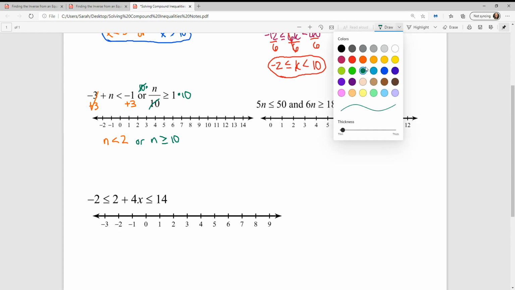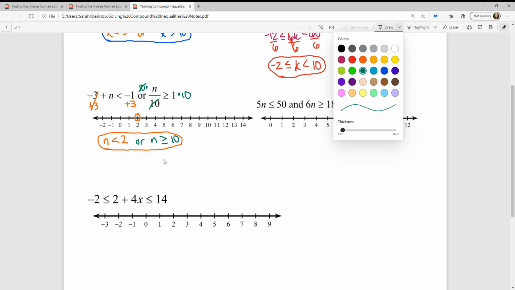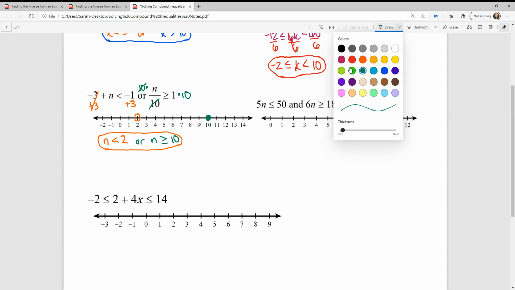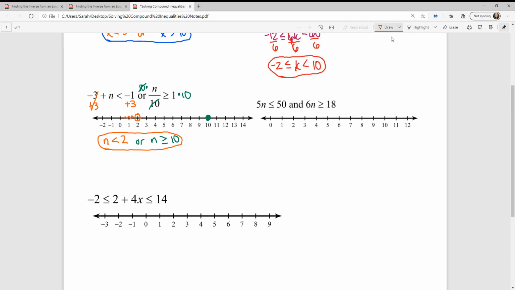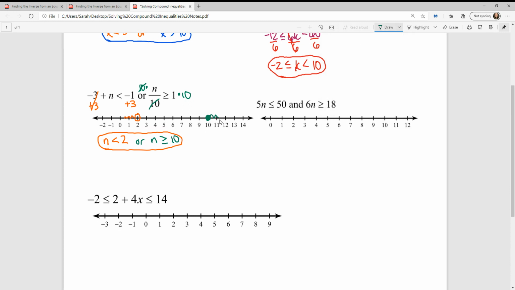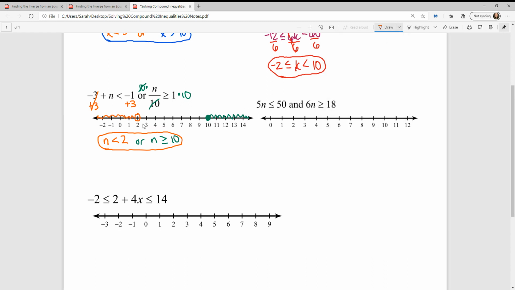So let's do a little graphing here. I have an open circle on 2, and I have a closed circle on 10. It's okay to have one of each, perfectly fine, no problem there. N is less than 2, so I'm going to shade a little to the left of 2. N is greater than or equal to 10, so I'm going to shade to the right. My shading is going to be in opposite directions, so I'm just going to finish that shading off. So once again, when we have an or, the shading is going to go in opposite directions. You can think about that because both those words start with O.